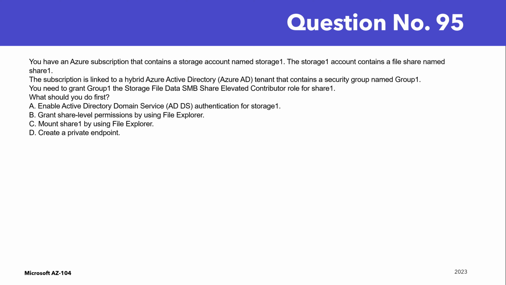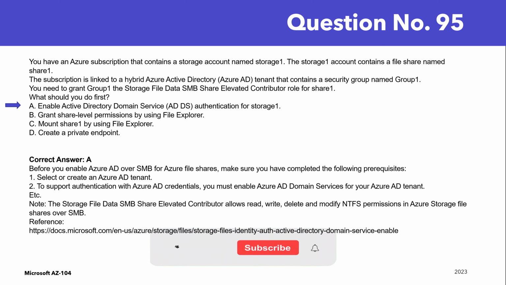A. Enable Active Directory Domain Services (AD DS) authentication for Storage1. B. Grant share level permissions by using File Explorer. C. Mount Share1 by using File Explorer. D. Create a private endpoint. Correct answer: A.